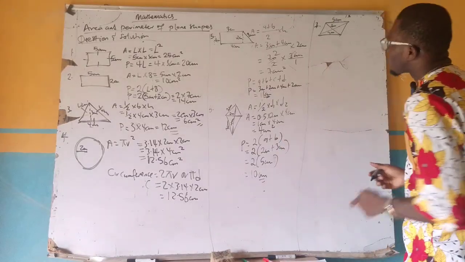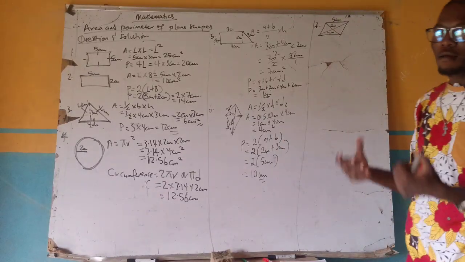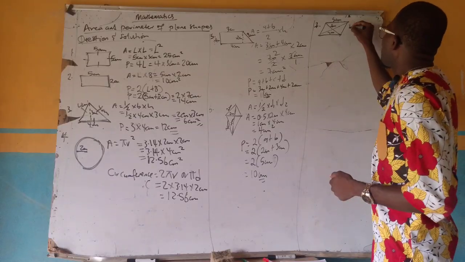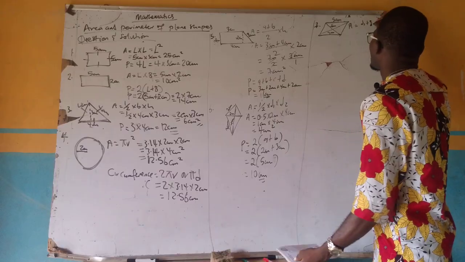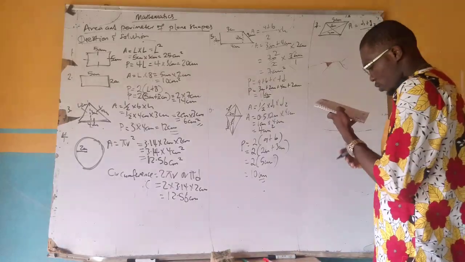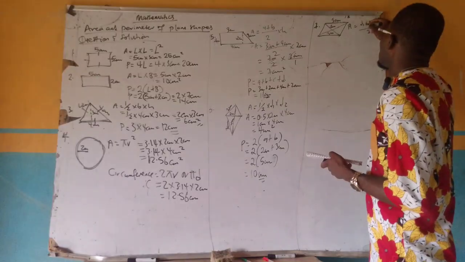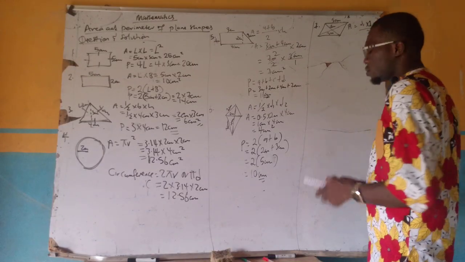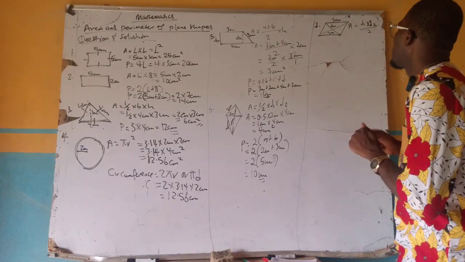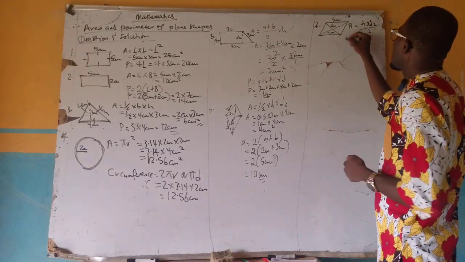So they ask us to find the area and perimeter. So the formula for area is equal to d1 times d2 over 2. Let me write the times now. D1 times d2 over 2. So let's solve that. A is equal to what?